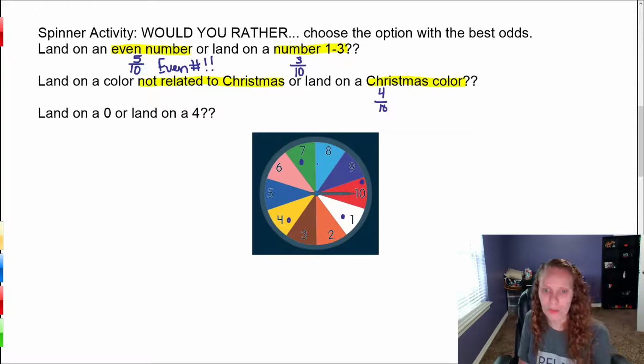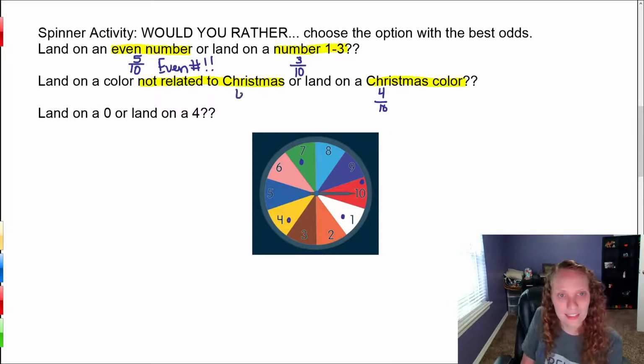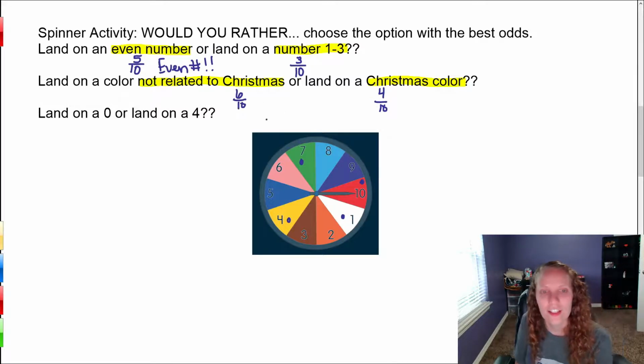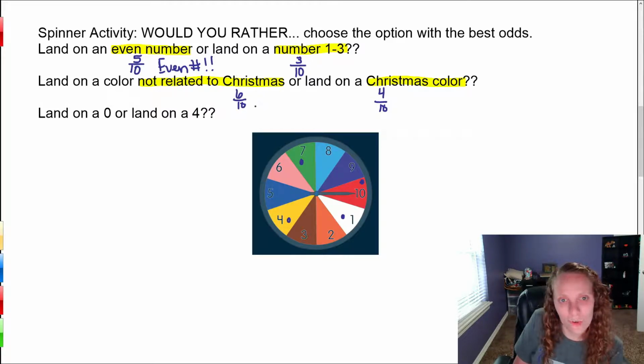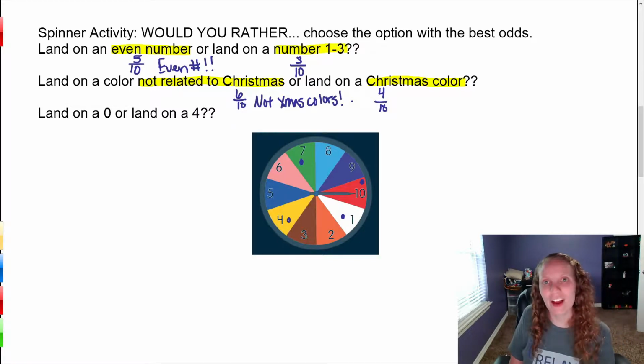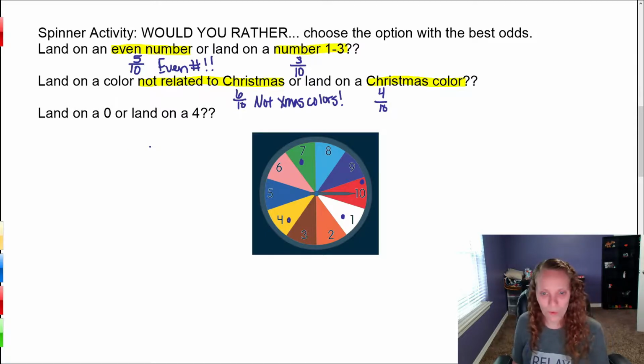Not Christmas colors would be all these others. 1, 2, 3, 4, 5, 6 out of 10. So which one would we rather do? Well, I think there's more colors that aren't necessarily related to Christmas, so not Christmas colors. Since there are more of them, we would have a higher chance of landing on a color not really related to Christmas. Alright, would we rather land on a 0 or land on a 4?